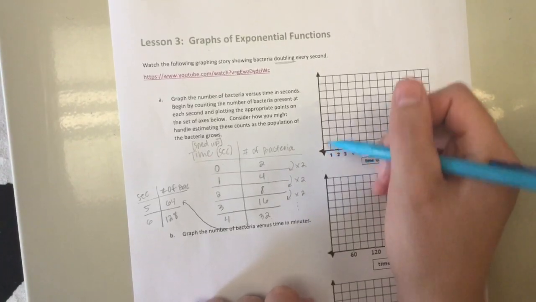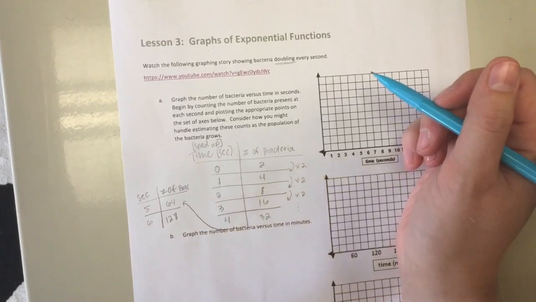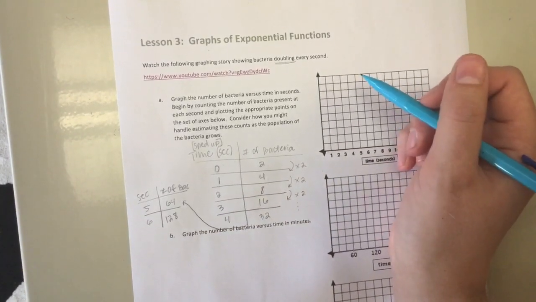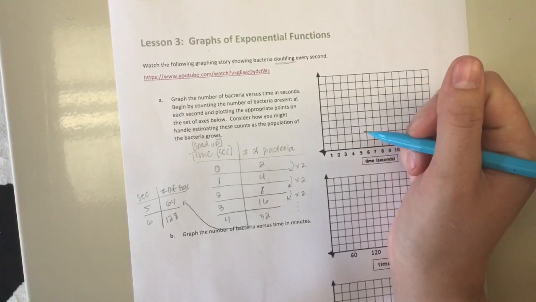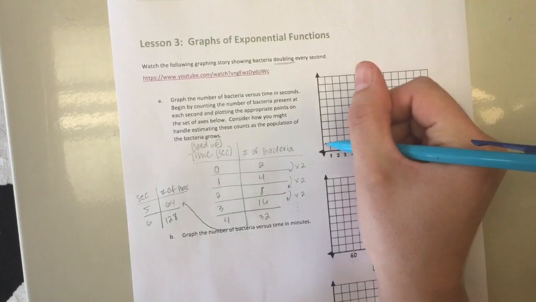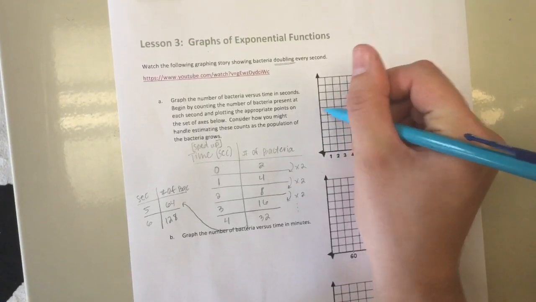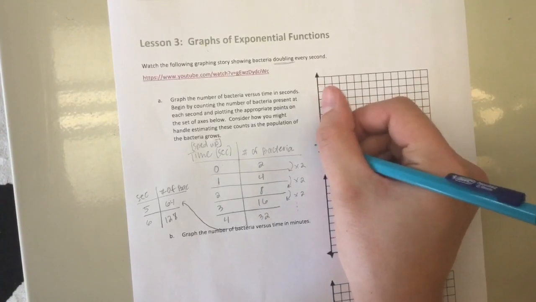Okay, so let's start graphing. We need a scale. We need to go all the way up to 128. So let's maybe count by, we can probably do 20s: 20, 40, 60, 80, 100, 120. Yeah, sure. We can count by 20s.